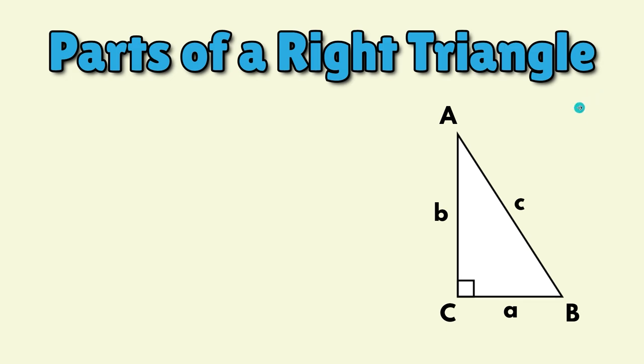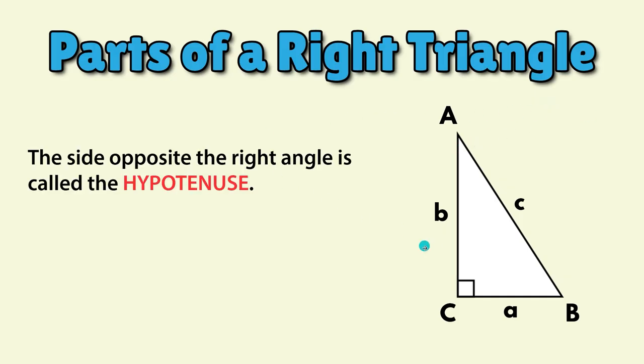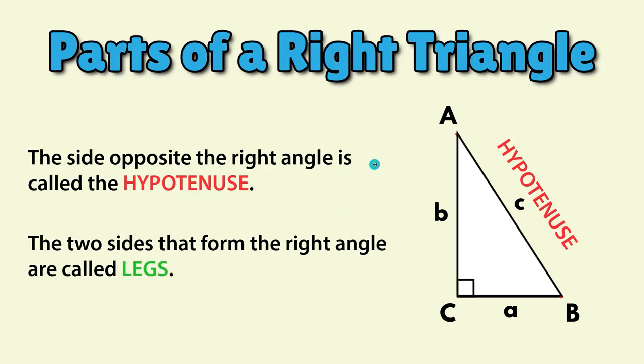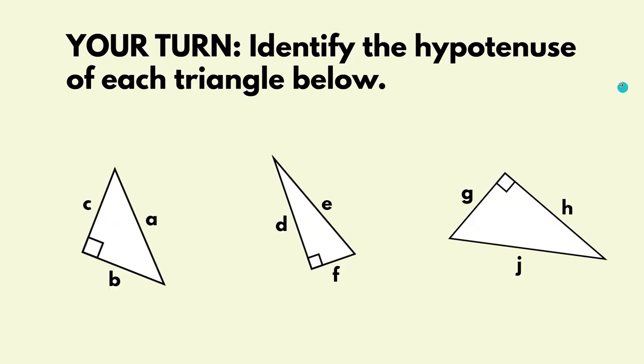Right triangles are made up of three sides, just like any triangle. The side that is opposite the right angle, meaning across from the right angle, is called the hypotenuse. The other two sides that form the right angle are called the legs, and we will have two of those. I would like you to take a moment, pause the video, and determine what you think the hypotenuse is of each triangle below.